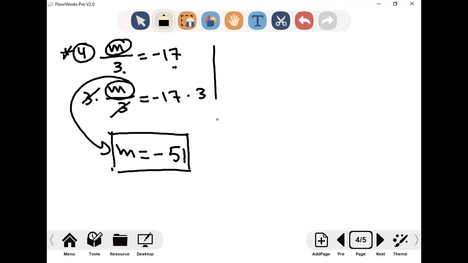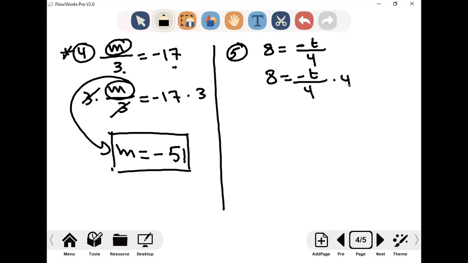Sometimes, for example, 8 equals negative t over 4. So the t has a negative here. See? The t has what? Negative. So get rid of the 4. How do we get rid of the 4? By multiplying both sides by the divisor, which is 4. So here I will multiply both sides by 4. The 4s are gone. Still negative t equals 32.